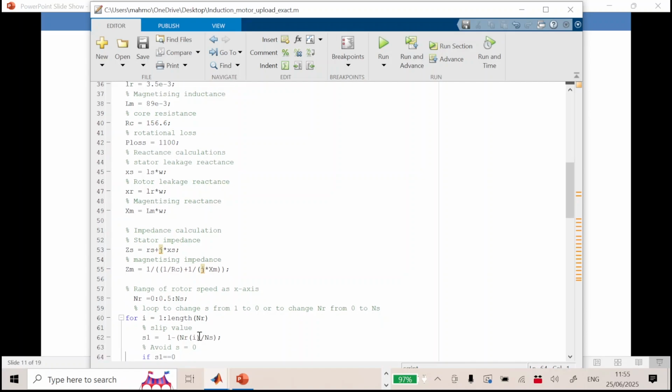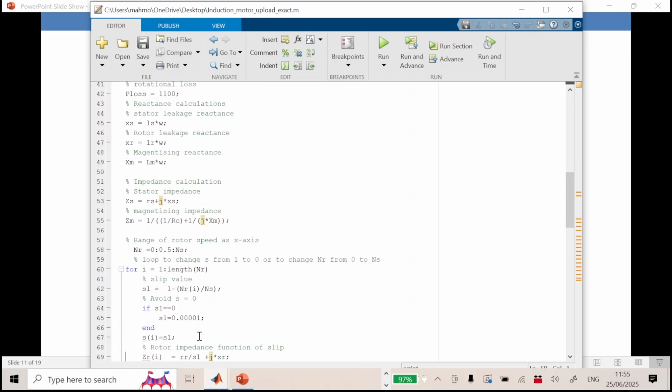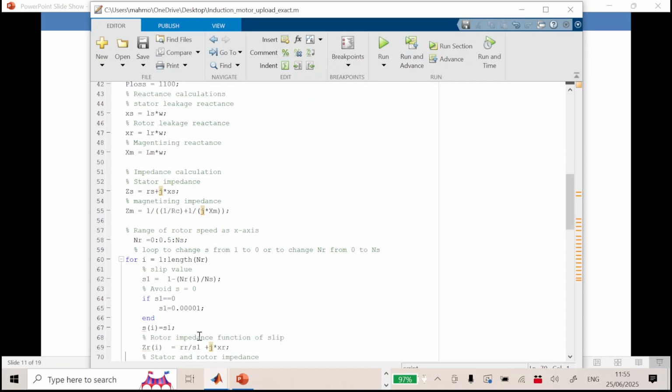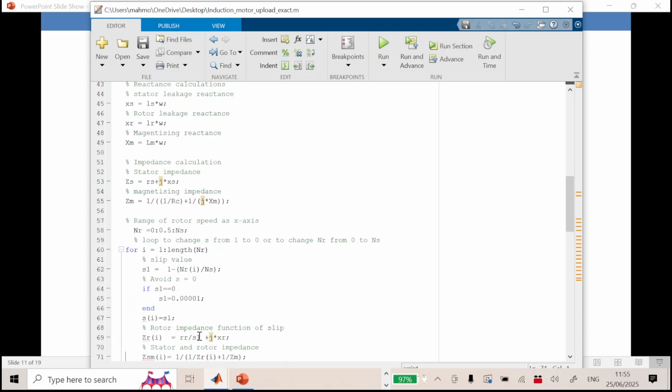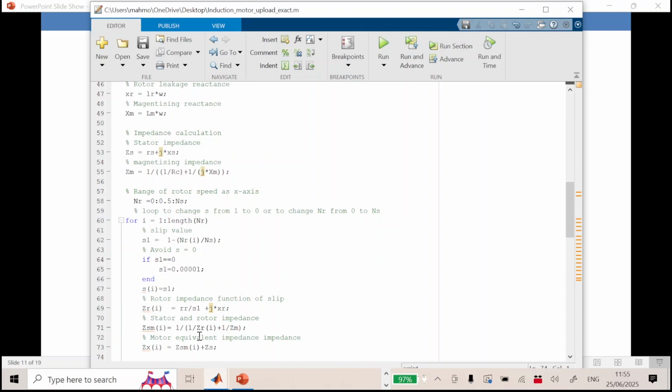We need to avoid s equals 0 to avoid any singularity in our calculation. So if s equals 0, then s equals 0.001, a small number I chose. Then we calculate the rotor impedance for this slip value: Z rotor equals R rotor over s plus jX rotor. Then we take the parallel equivalent between the rotor impedance and the magnetizing branch. Please note that we solve this code for the exact equivalent circuit. Then the result is added to the stator impedance, and we have the equivalent impedance of this motor. I call it ZX, a function of i, or for a specific slip.